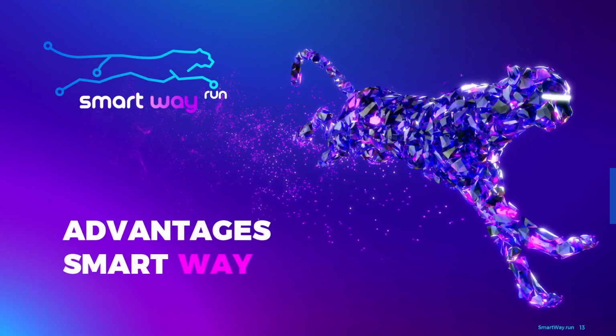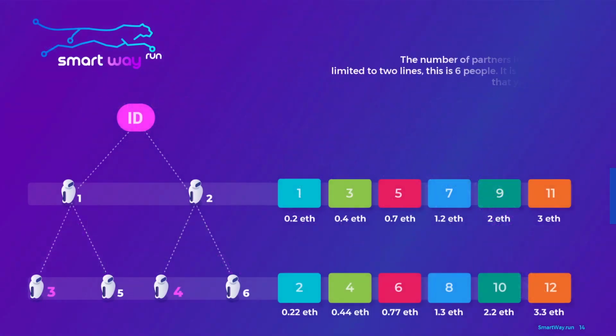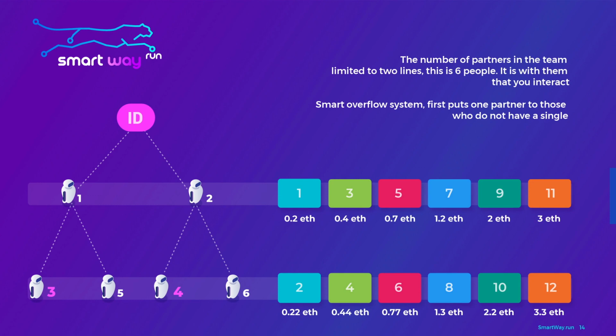Advantages of Smart Way. The number of partners in the team is limited to 2 lines, this is 6 people. It is with them that you interact. The smart overflow system first puts one partner to those who do not have a single one.